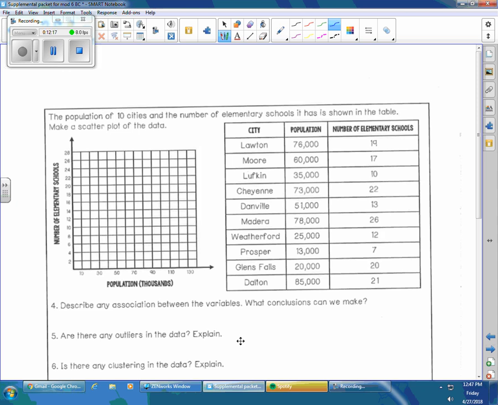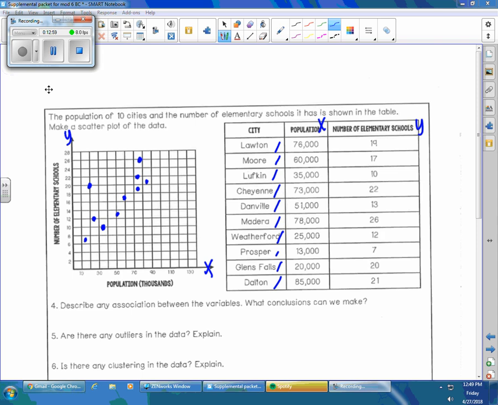Okay, so the population of 10 cities and the number of elementary schools it has is shown in the table. Make a scatter plot of the data. Now the scatter plot is already labeled for you. So the population is on the x-axis and the number of schools is on the y-axis. So the population is the thing that's independent and the number of schools we're going to say is dependent. So what I would like you to do right now is pause the video, place all of the data onto the scatter plot, and then come back and check to see if you plotted it correctly.